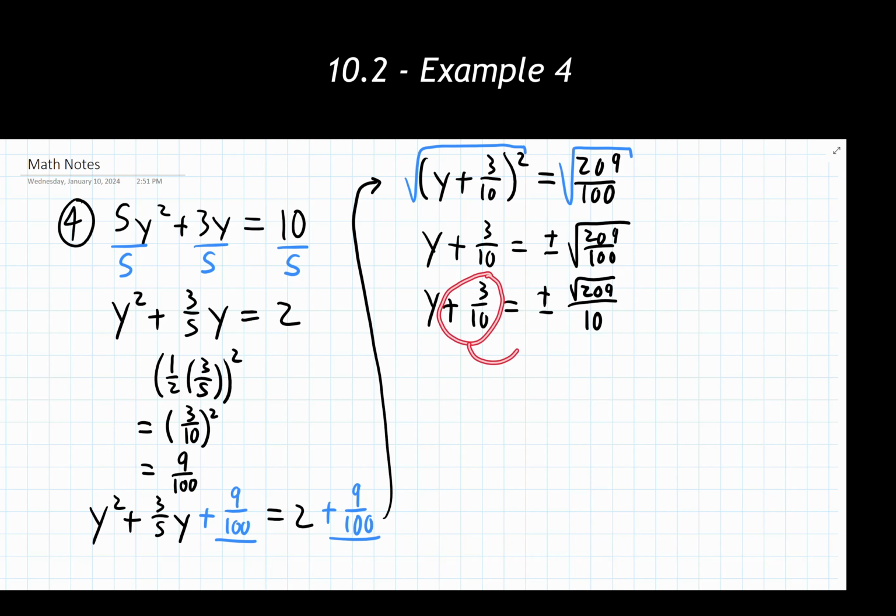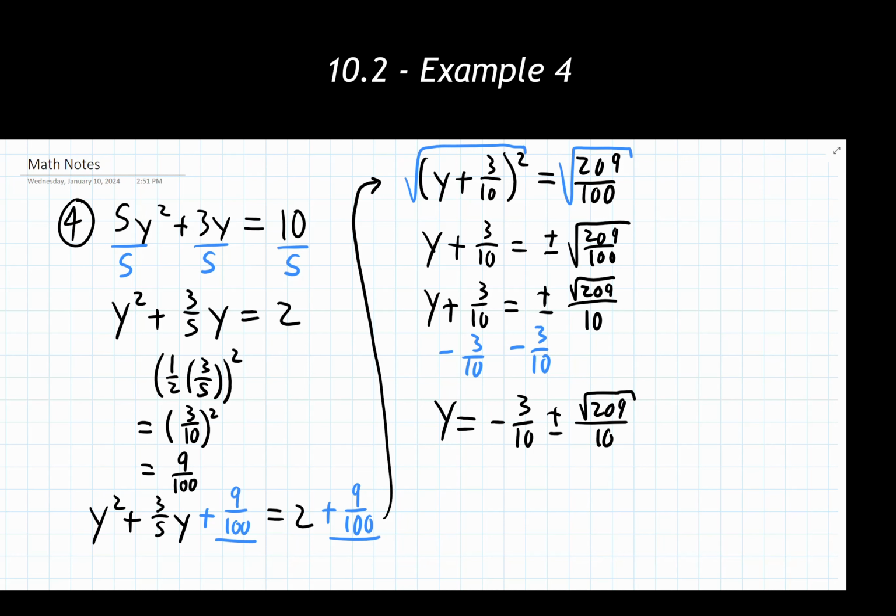I'm going to leave it in this form, and then just move this plus 3 over 10 to the opposite side. So I'm going to subtract 3 over 10 from the left side. I'm subtracting 3 over 10 from the right side. And I'm getting y equals negative 3 over 10 plus or minus the square root of 209 over 10 as well.